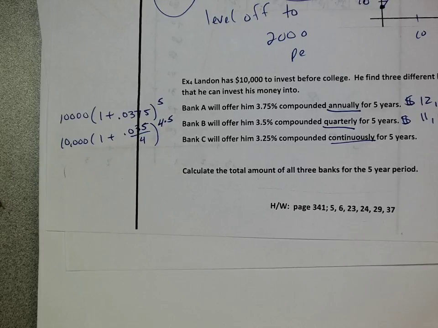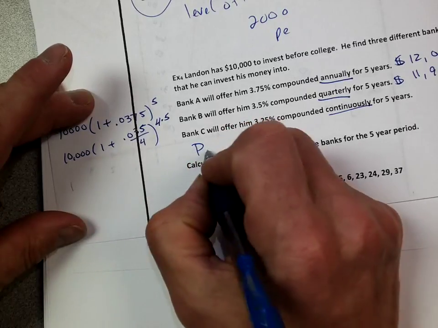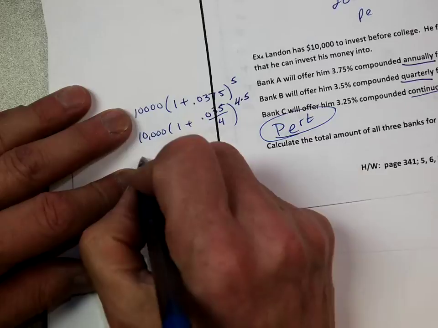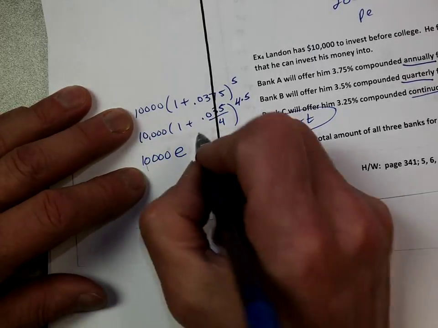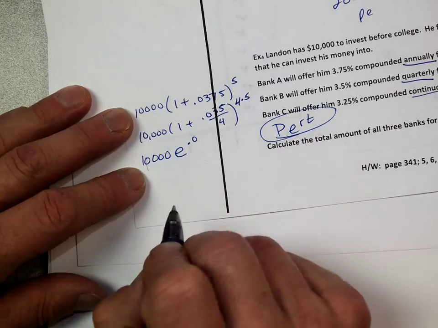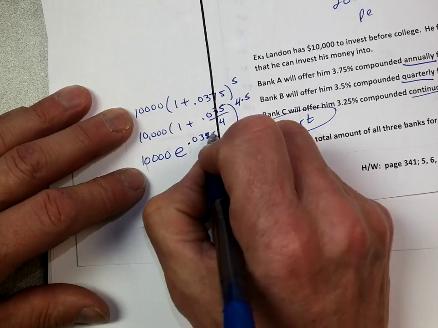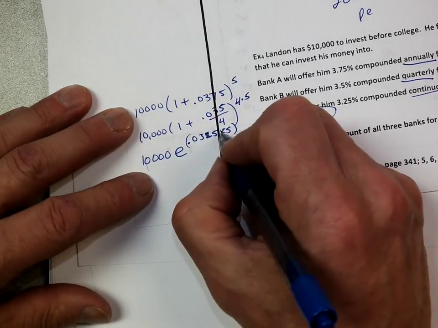Okay. Bank C, 3.25 compounded continuously. So he's thinking, hey, Dad, this is a great deal. It compounds my money all the time. But Dad's going to say, well, which one has the highest interest rate is what I'm going to say. But he tries anyway, so we're going to use this P formula. We can use our P e to the RT formula, right? So Landon's going to go 10,000 e to the 0.0325 times 5, right? That's a times sign.